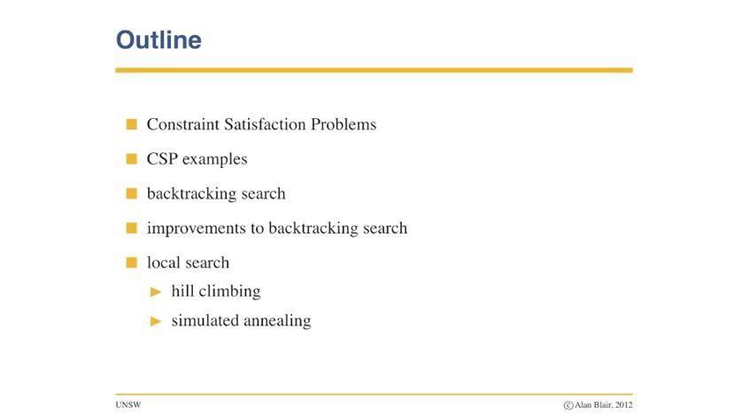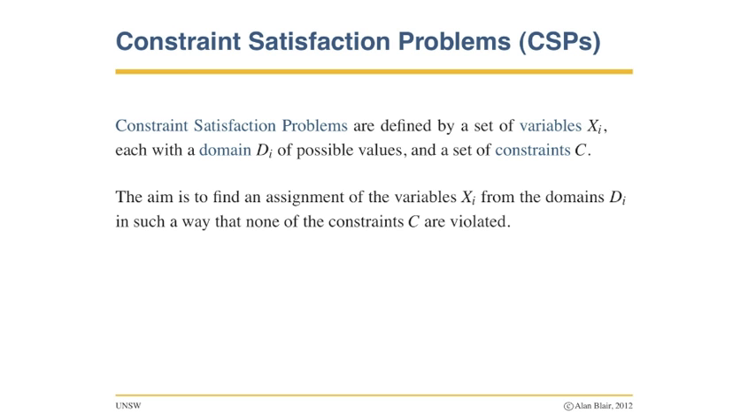We're going to look at some examples of different CSPs, and we're going to start by looking at the simplest way of solving these problems, which is backtracking search. And then we're going to look at various enhancements to backtracking search to make it faster and more efficient. And finally, we're going to look at an alternative approach to CSPs, which is called local search, either hill climbing or simulated annealing.